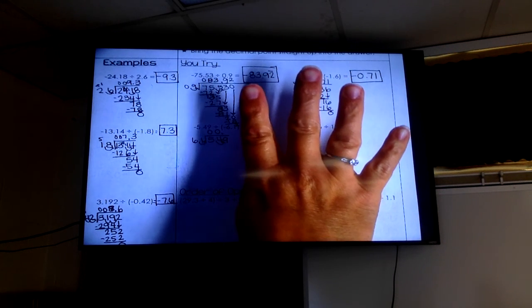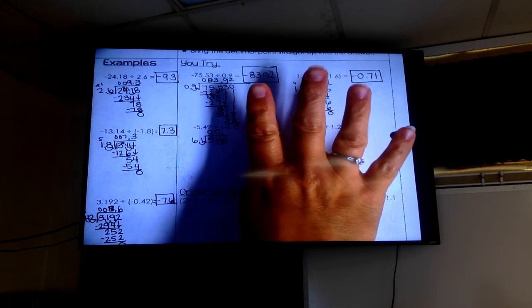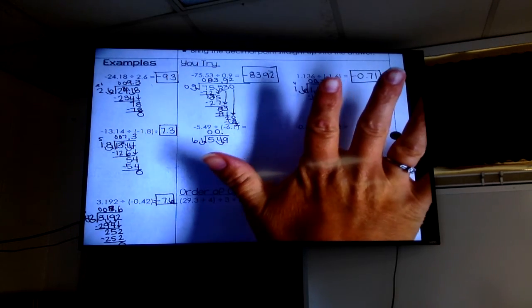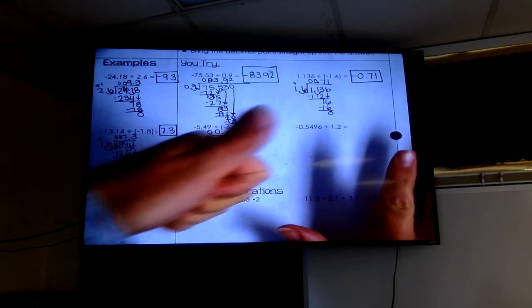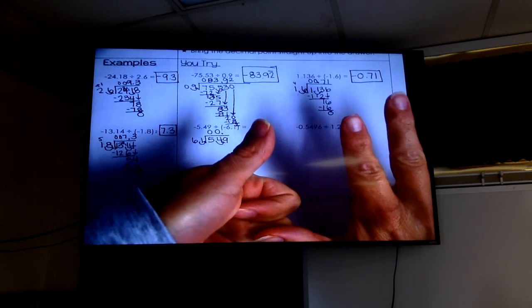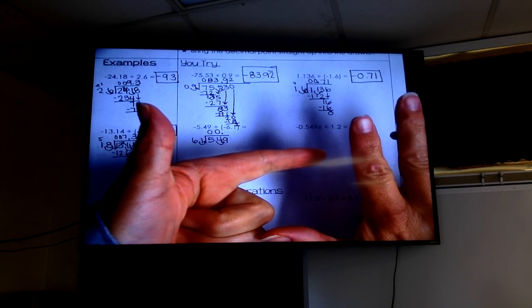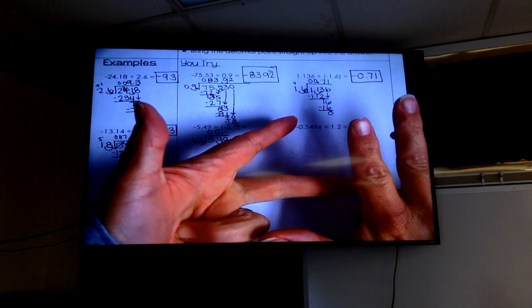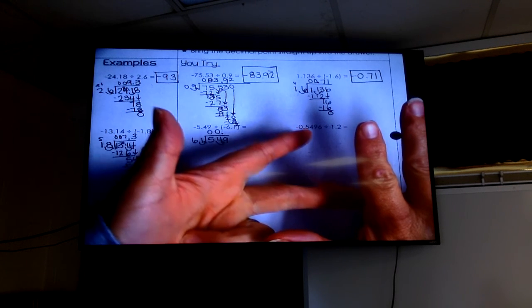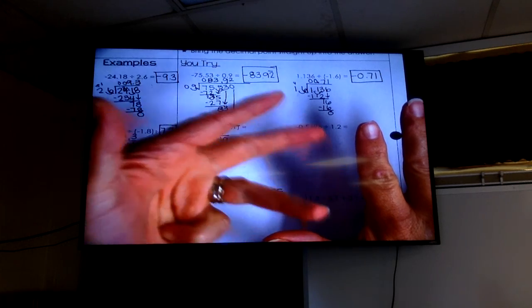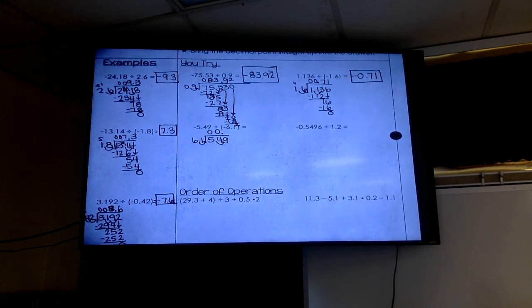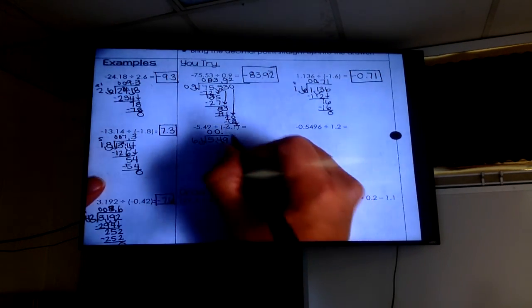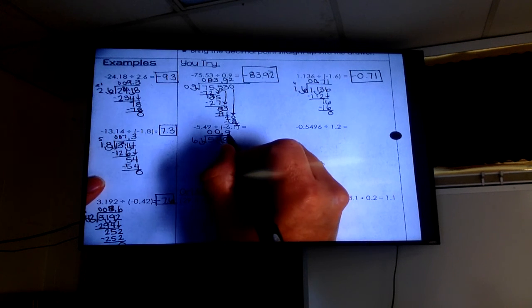180, 240, 300, 360, 420, 480, still not quite there. Let's try another one, 480, 540. Oh, that seems like it would work perfect, and that was 9 fingers.